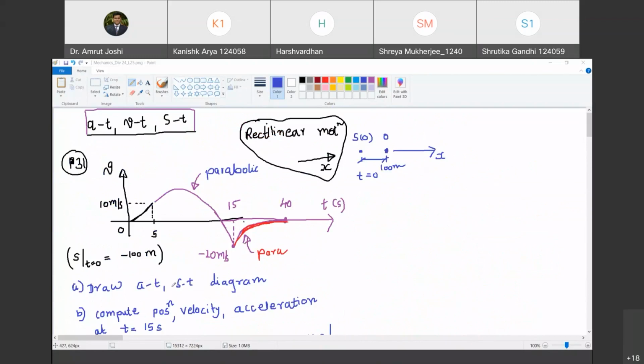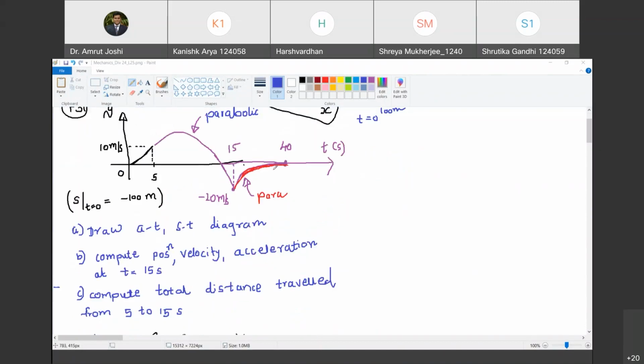And now we are going to handle part A first. So we have to draw AT diagram and ST diagram. So you have been given velocity versus time diagram. Similar to that, you have to draw position versus time and acceleration versus time diagram. Are you with me? Yes, sir.